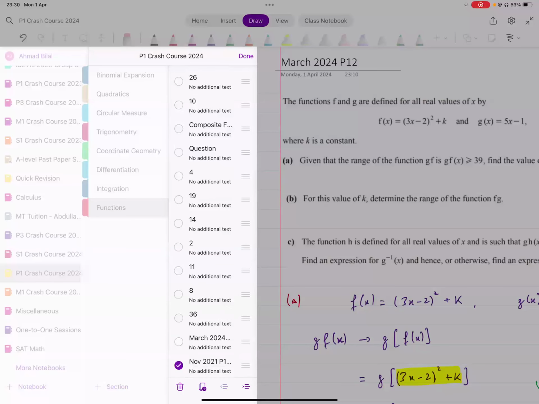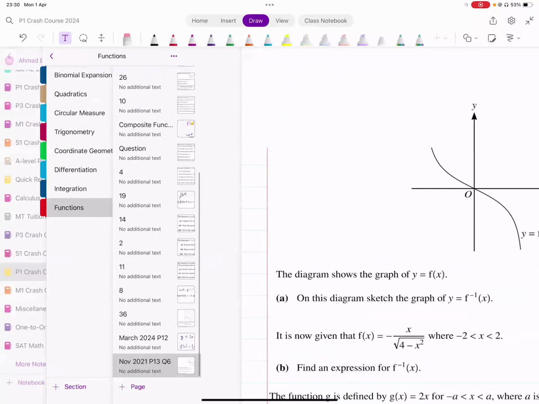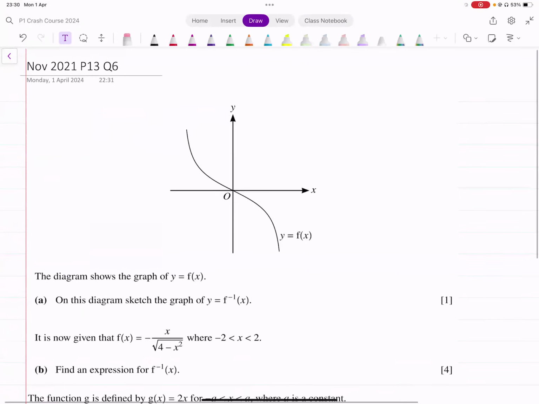November 2021, paper 1-3, question number 6.